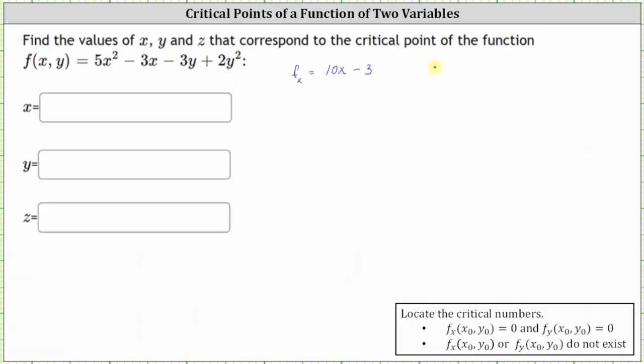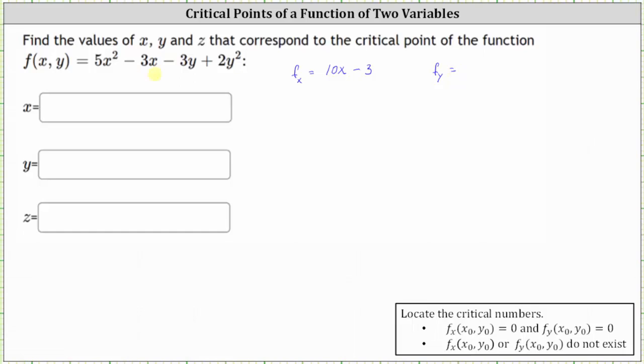And now let's find the partial of f with respect to y. So now we differentiate f of x comma y with respect to y, treating x as a constant. The derivative of 5x squared with respect to y is 0, again because we treat x as a constant, minus the derivative of 3x with respect to y, which is 0.